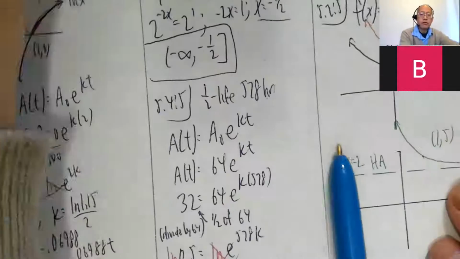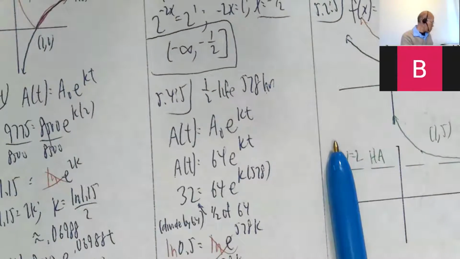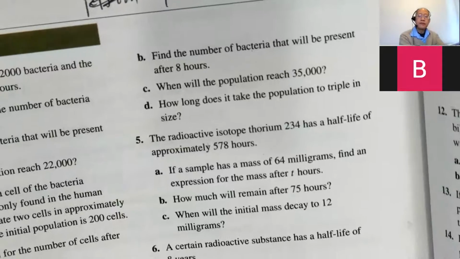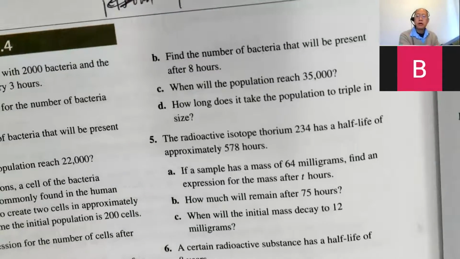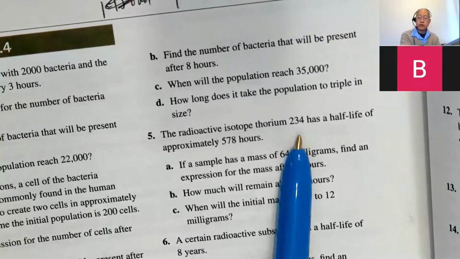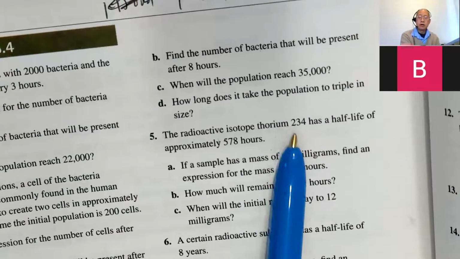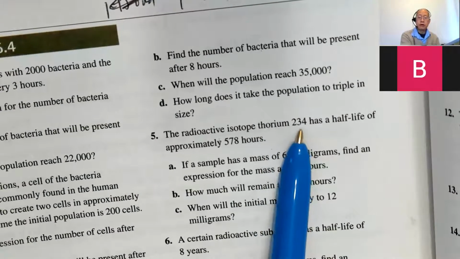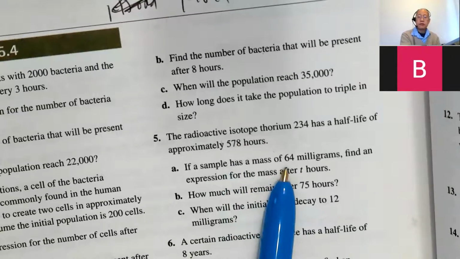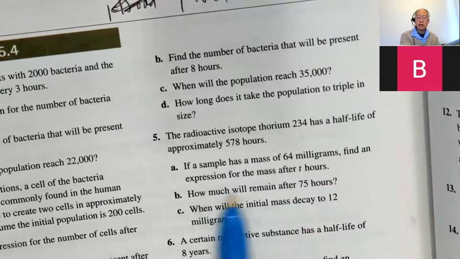5.4, number 5 was asked for. The radioactive isotope thorium-234 has a half-life of 578 hours. Do not use the 234. That names a particular isotope of thorium, so don't use 234 anymore. Half-life is 578. We start with 64 milligrams, find an expression.